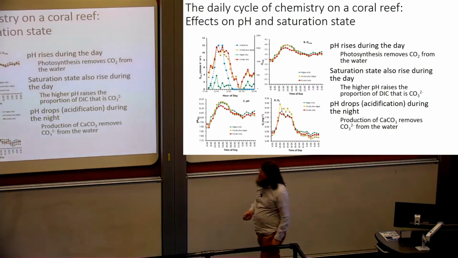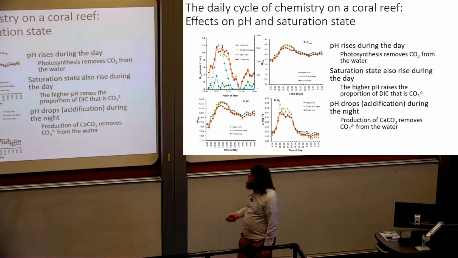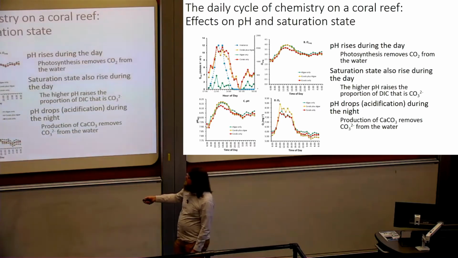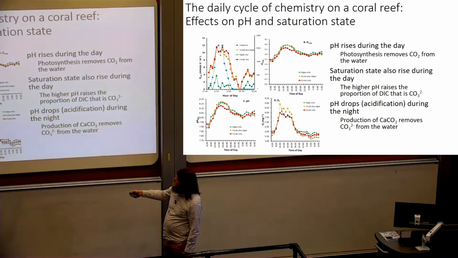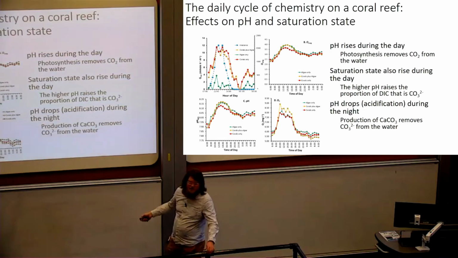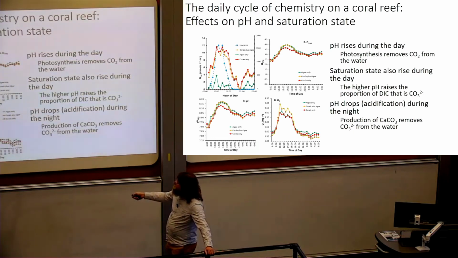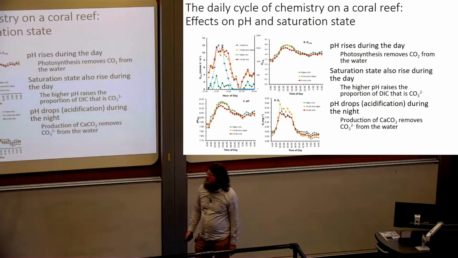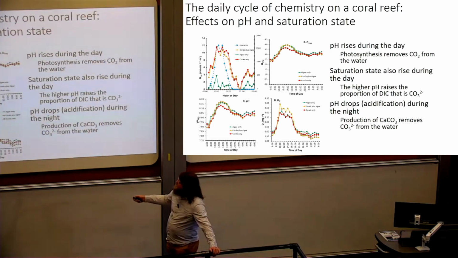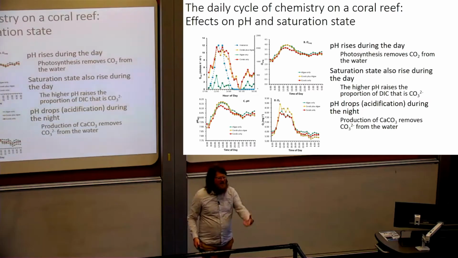Looking at detail about what the effects of this calcification are, we can look at the pH down here. So the pH, as we expect, goes up. Well, I don't know if we expect this yet. It goes up during the day and down during the night. So in the night time, we have calcification going on. But in the daytime, we have calcification and photosynthesis.